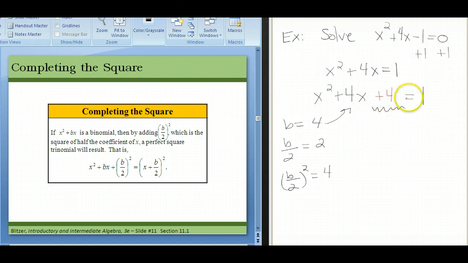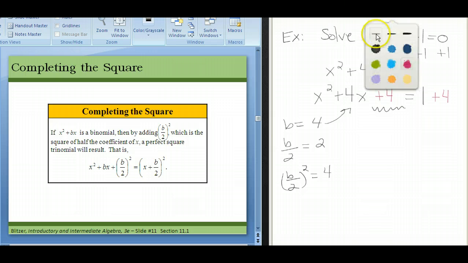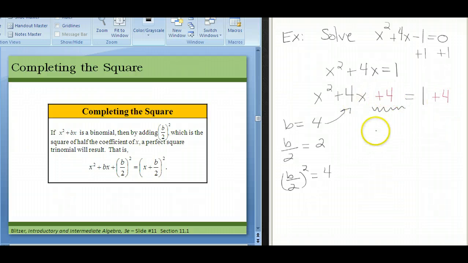Okay, but remember what I just did is added 4 to the left side of this overall equation. But remember, if you're going to add something to an equation, you have to add it to both sides of the equation, which means if I added 4 to the left side, I have to add 4 to the right side also. Okay, now what happens is, notice we haven't changed what the equation says. We added 4 to both sides, the equation is still true.